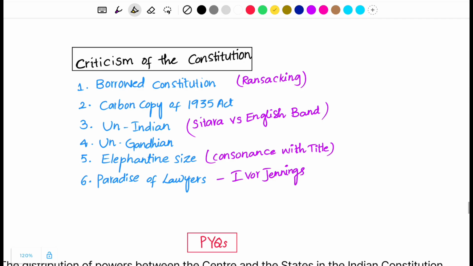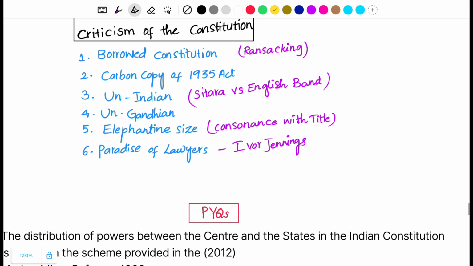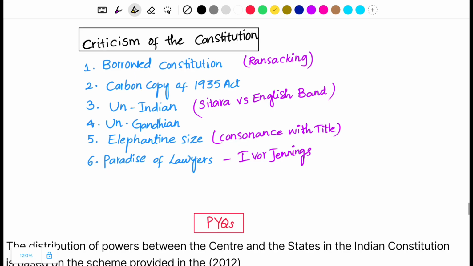I said the majority of the provisions in the Indian Constitution are adopted from the 1935 Act. It is also called the carbon copy of the 1935 Act because both in substance and in language it looks similar to the 1935 Act, friends. And also some critics said that the Constitution of India is un-Indian.